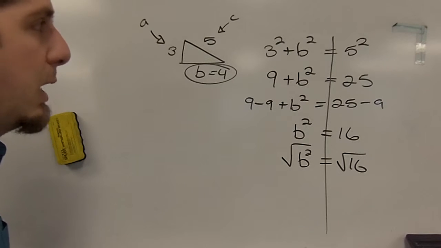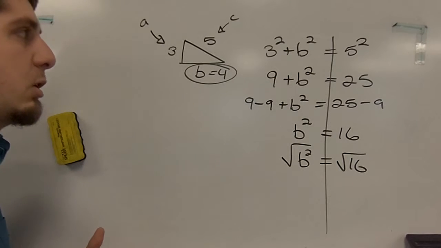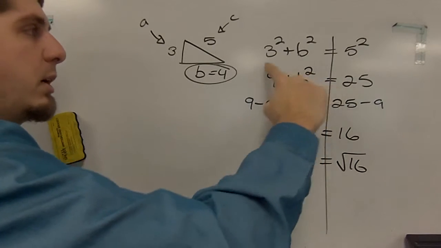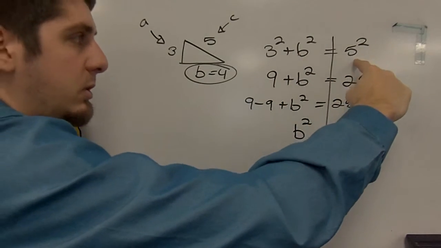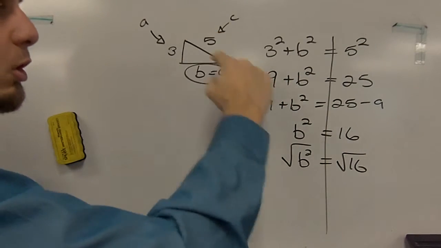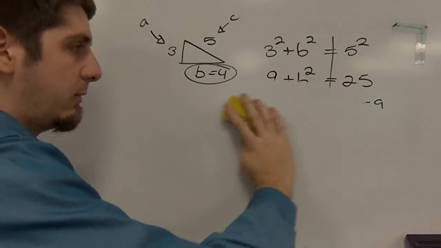Okay? But you need to pay attention to your dimensions. Which piece is missing? Which pieces are given to you? How do you plug them into the equation? A squared plus B squared equals C squared. Hypotenuse is always C squared. Hypotenuse is always represented by the variable C.